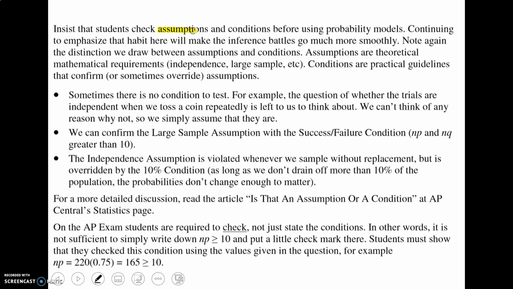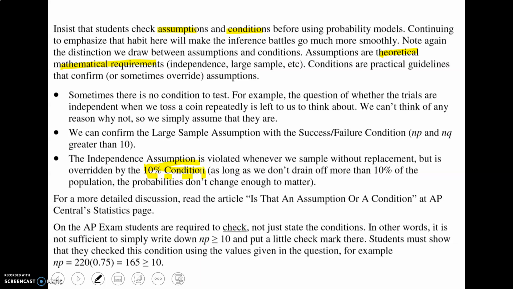So you must check assumptions and conditions, and they're a little bit different, okay? They are going to explain the little difference between that. Assumptions are theoretical mathematical requirements. Like the independence assumption, right? We don't say independent condition, we say independent assumption. And for us to check the independence assumption, we check the 10% condition. So if the 10% condition is met, we assume independence.